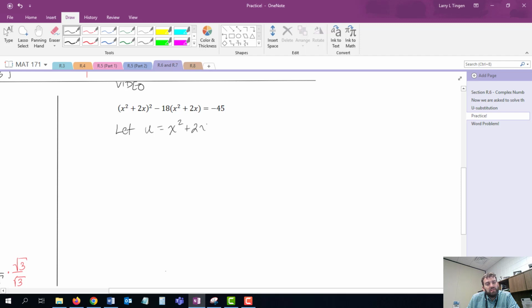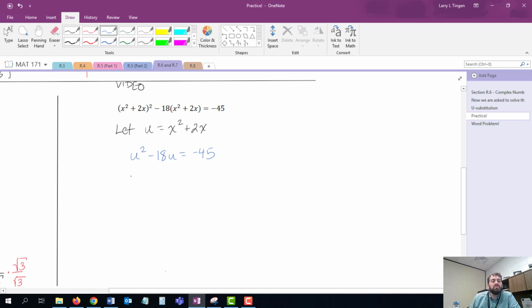Okay, it's really the only line of attack for this problem. We could square everything out, distribute, and solve, but it would just make a mess. It would also bring up a fourth degree polynomial, which we do not want to deal with yet. So we're going to deal with U substitution for now. And what's that going to do? That's going to swap out x squared plus 2x, which is now u, so this becomes u squared minus 18u equals negative 45.